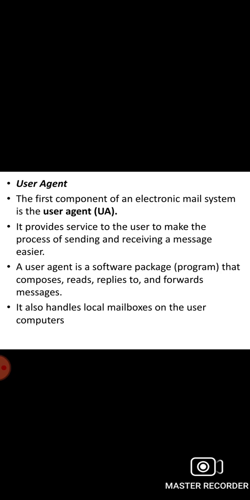And a user agent normally creates two mailboxes, an inbox and an outbox. Each box is a file with a special format that can be handled by the user agent. So the inbox keeps all the received emails until they are deleted by the user. The outbox keeps all the sent emails until the user deletes them. Most user agents today are capable of creating customized mailboxes.